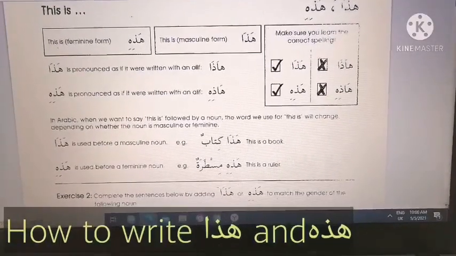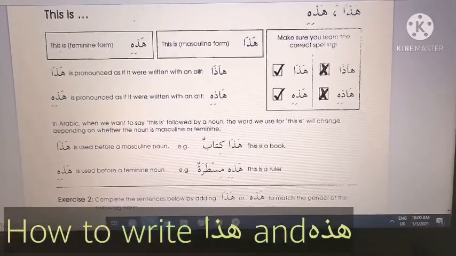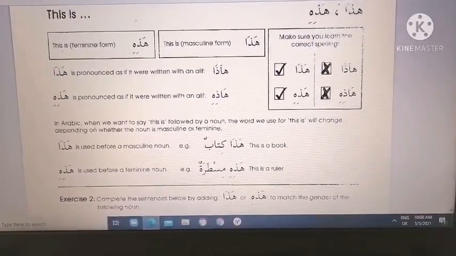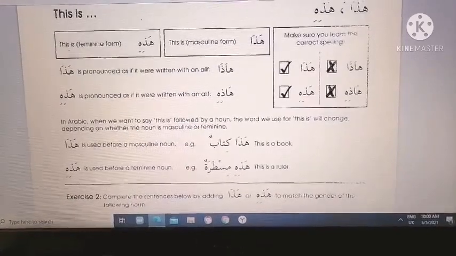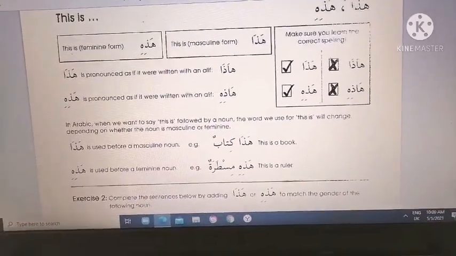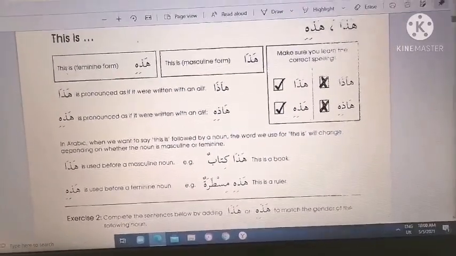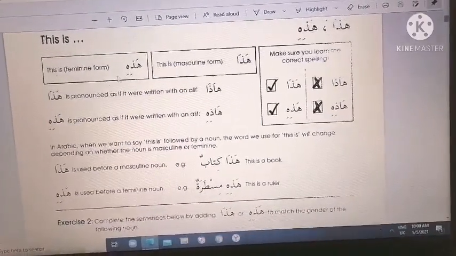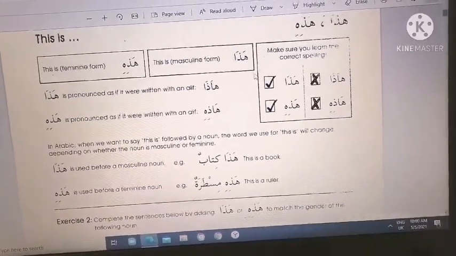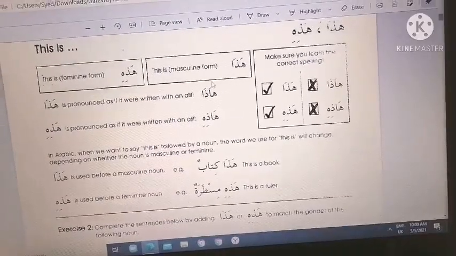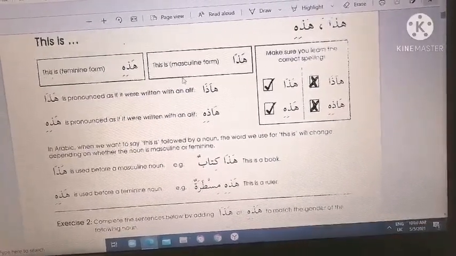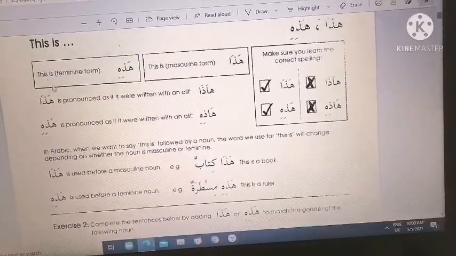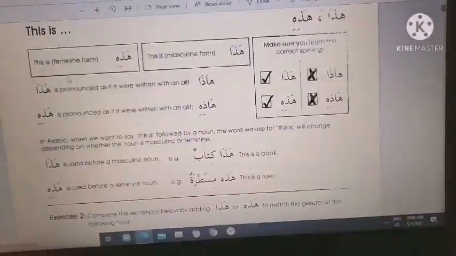So friends, on my screen, as you can see, there is Haza and Hazihi mentioned here. So which is the correct form of Haza and Hazihi? Hazihi is used always for the feminine form and Haza is used for the masculine form. Okay, so please remember this. Haza is used for the masculine form and Hazihi is used for the feminine form.